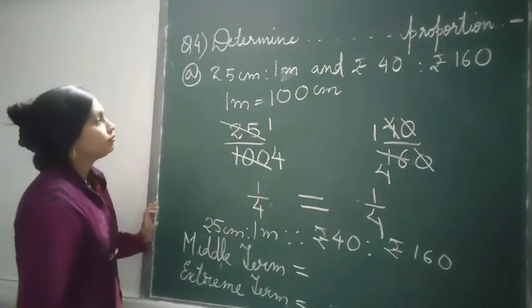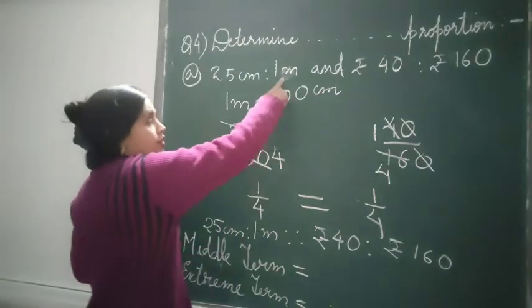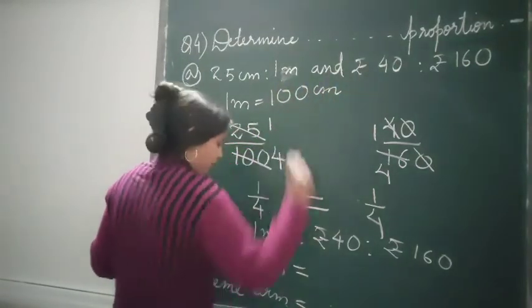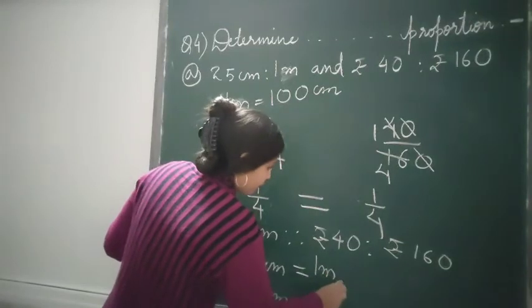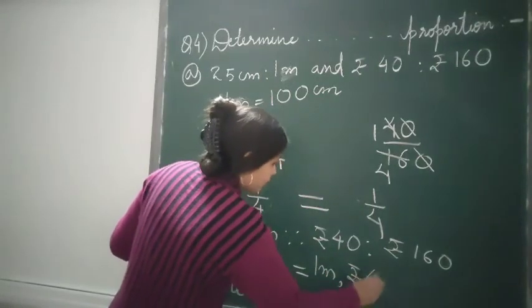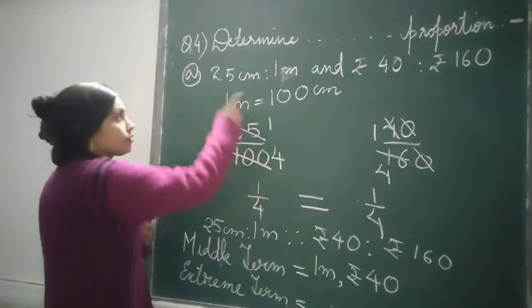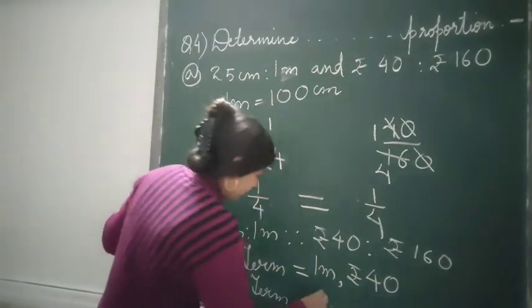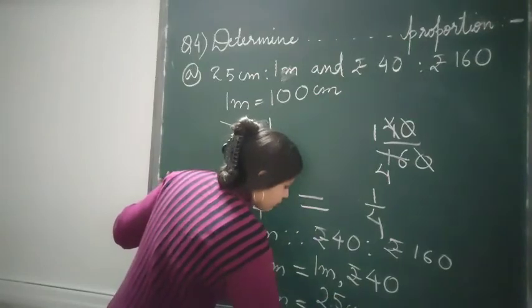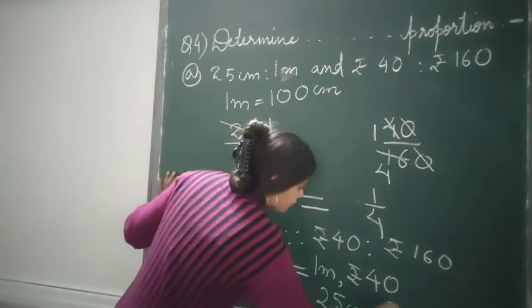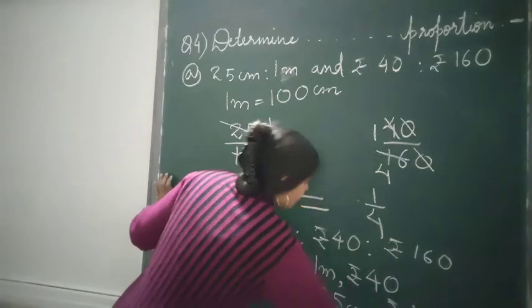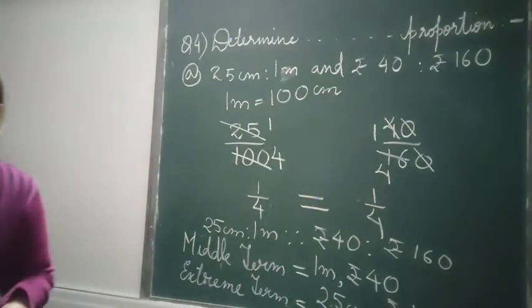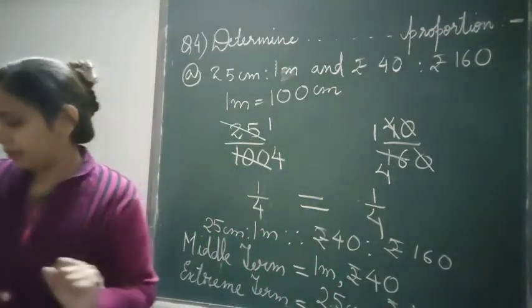What are the middle terms? 1 meter and rupees 40. What are the extreme terms? 25 centimeters and rupees 160. This completes the A part. Then we go to the B part.